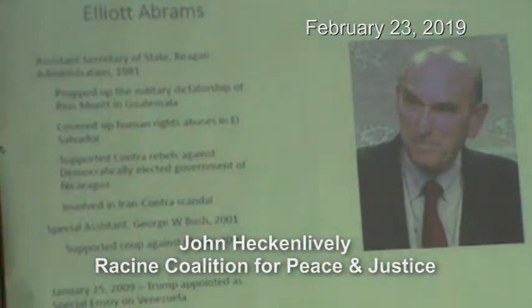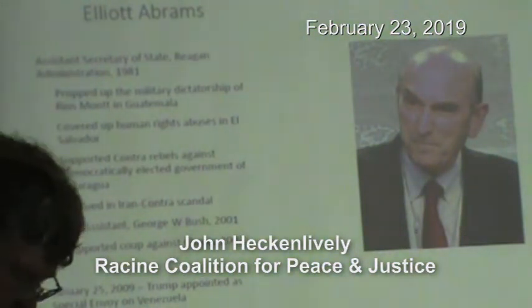Elliot Abrams is legendary as a hatchet man in Latin America. He propped up Rios Montt in Guatemala. He covered up the human rights abuses in El Salvador, including El Mozote. He sided with the Contras down in Nicaragua. Pretty much any nasty, horrible thing that the United States government did back in the 1980s down in Central America, Elliot Abrams has his fingerprints all over. And so Donald Trump chose this guy to be the special envoy in Venezuela.